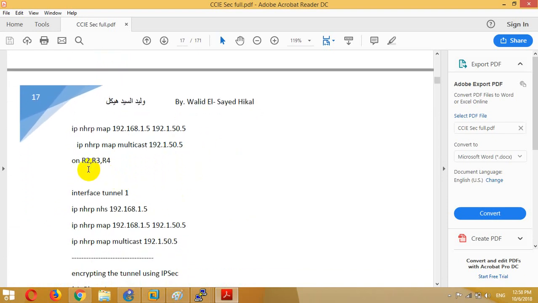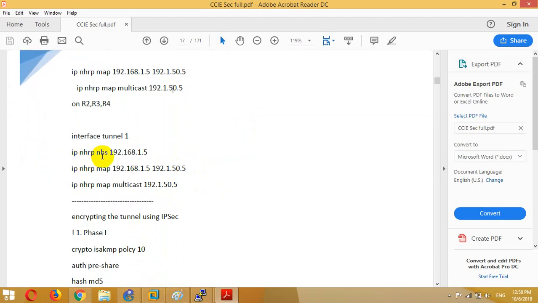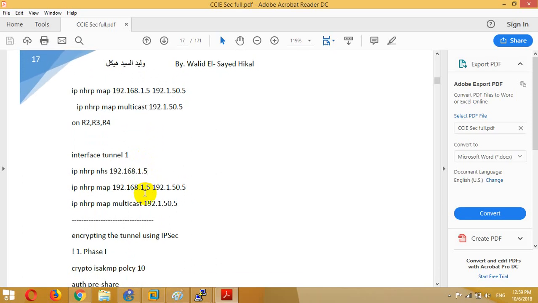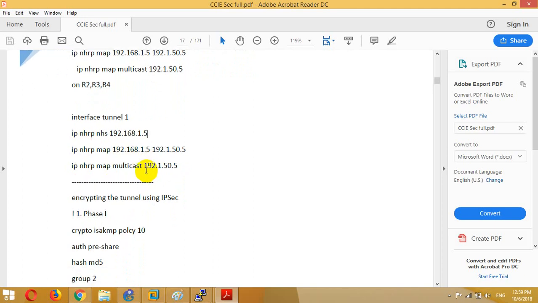On the clients or the spokes, what I'm going to do is IP NHRP NHS 192.168.1.5. The NHS servers are 1.1 and 1.5, so I have two NHS servers right now. I have the first one which is 1.1 and the second one which is 1.5, and I will map as well between the tunnel interface IP and the real IP of the second router. This is for the first question.